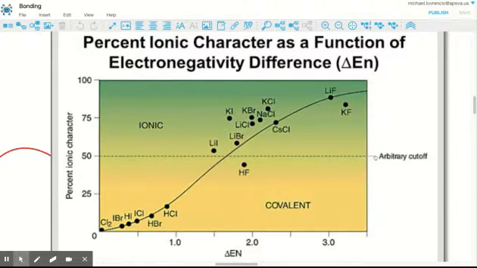50% is really an arbitrary cutoff. It's the idea that majority rules. So if something is more than 50% ionic, it's considered an ionic bond. And the difference that your teacher used, like 1.5 or 1.8, kind of fell into that 50% ionic character. So they are connected and related and pretty much tell you the same thing.